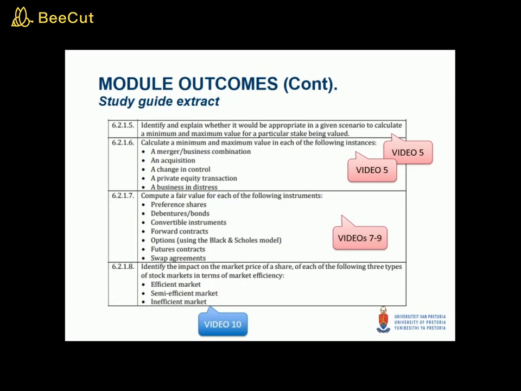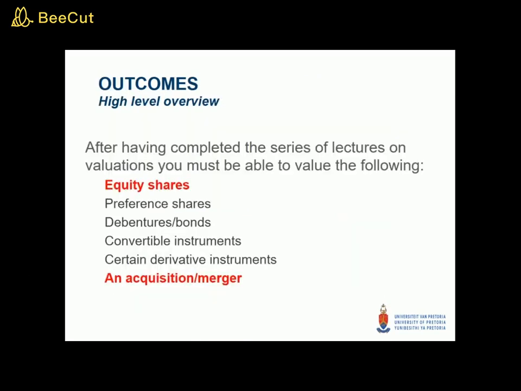Anything that you might see on a financial statement when you're looking at a listed entity, we're going to try and unpack how to approach the valuation of that particular core concept. So at a high level, the outcomes of where we want to be at the end of this process is we want to be able to show and determine the value of equity shares, preference shares, debentures, convertible instruments, and then certain derivative instruments.